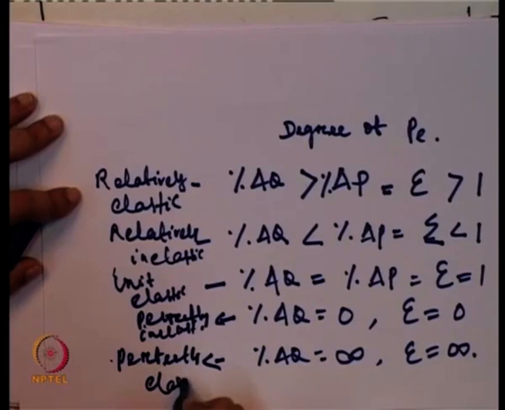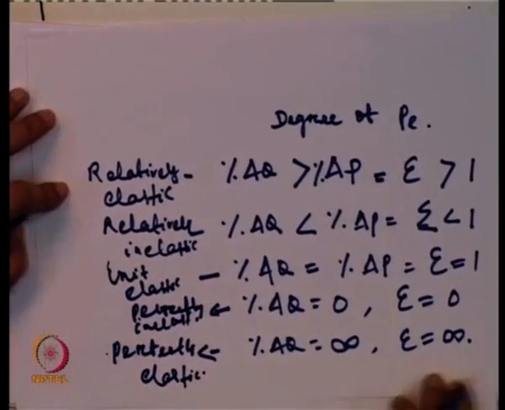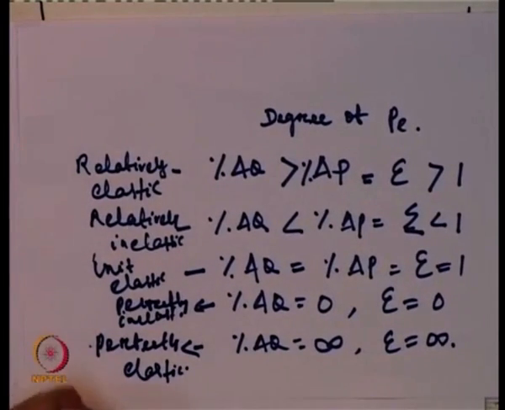Okay. So, these are 5 degrees of price elasticity of demand, and generally the basis for this is what is the proportionate change in the quantity demanded due to proportionate change in the price. Okay. Then we will come to the measurement, or how we compute the value of price elasticity of demand.